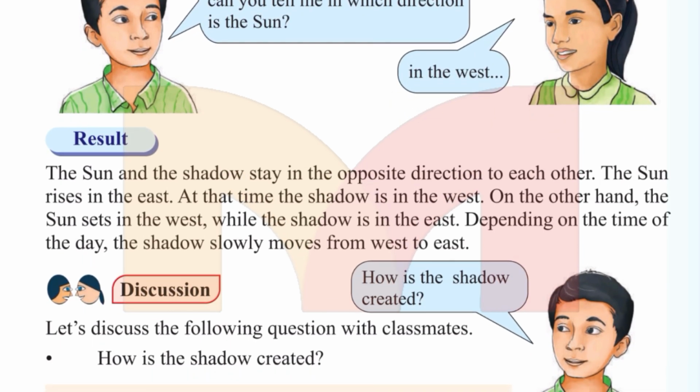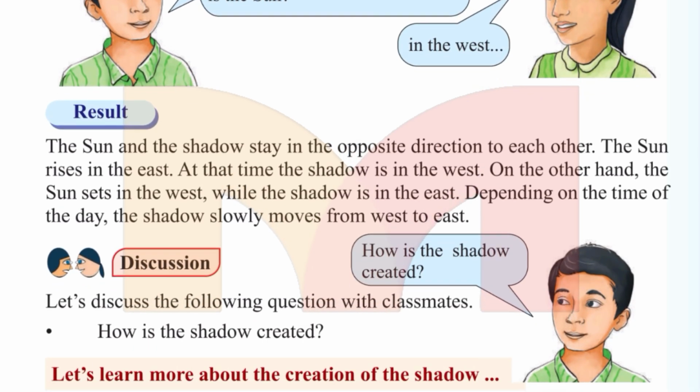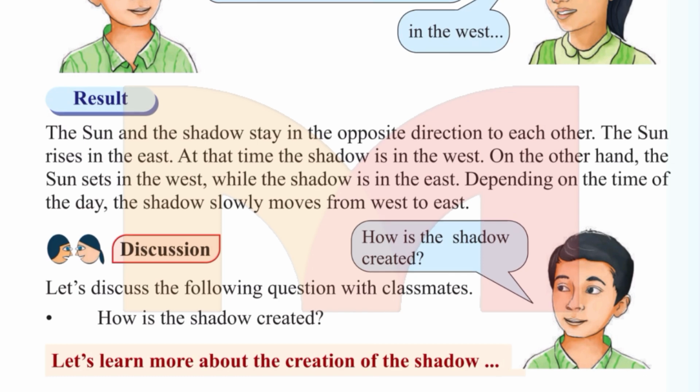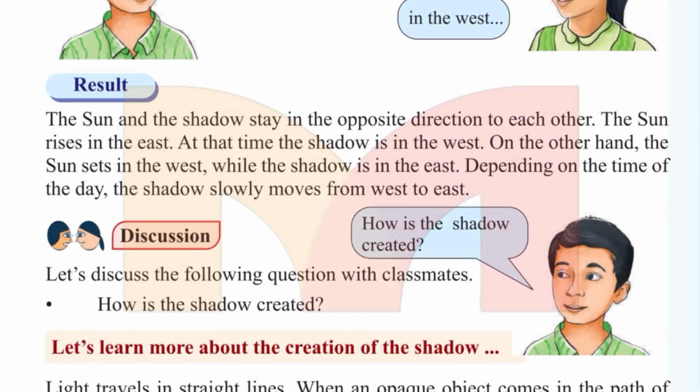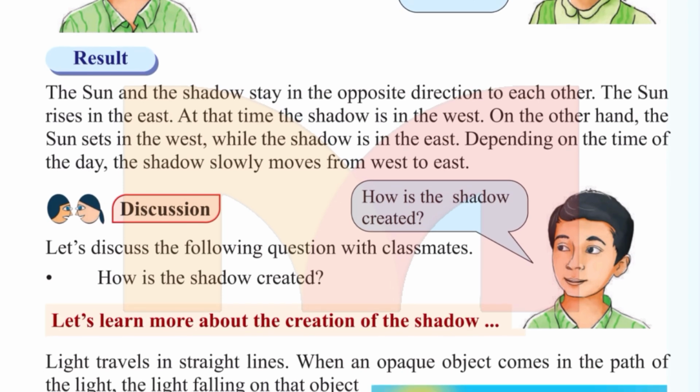The sun rises in the east. At that time, the shadow is in the west. On the other hand, the sun sets in the west while the shadow is in the east. Depending on the time of the day, the shadow slowly moves from west to east.